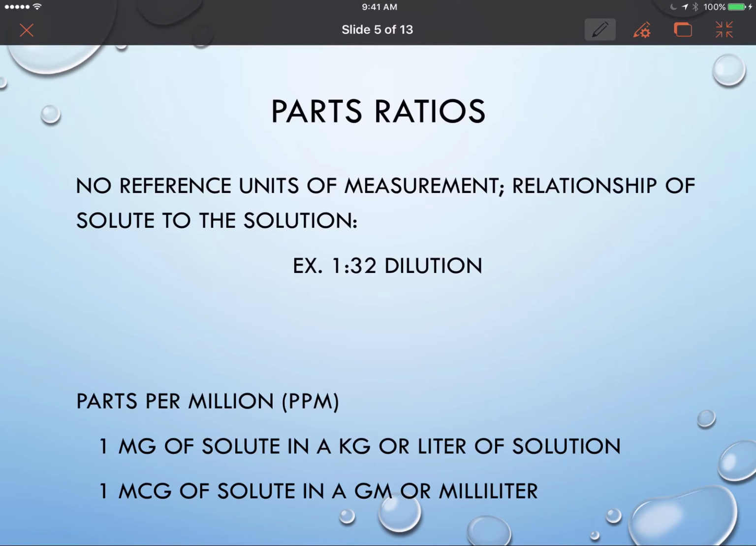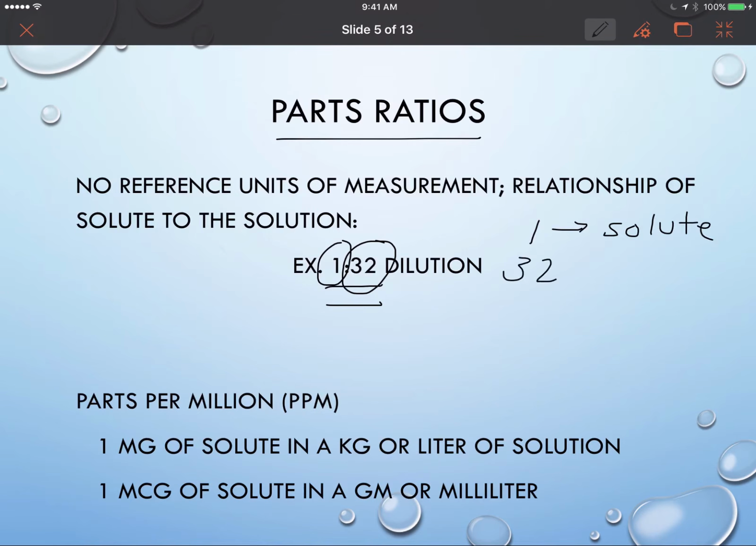Now let's look at the first of 3 ways a solution may be expressed. A parts ratio gives no reference units of measurement. It is a relationship of a solute, in this case the 1, to the total amount of the solution, in this case a 32. So in this example, the 1 is equal to the amount of solute in the solution, and the 32 is equal to the total amount of solution.